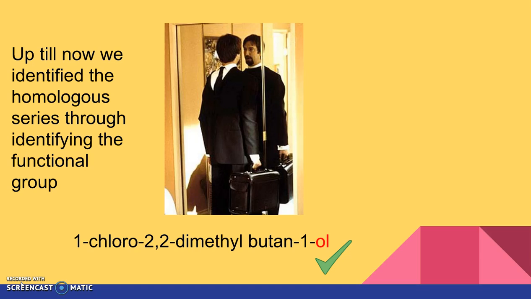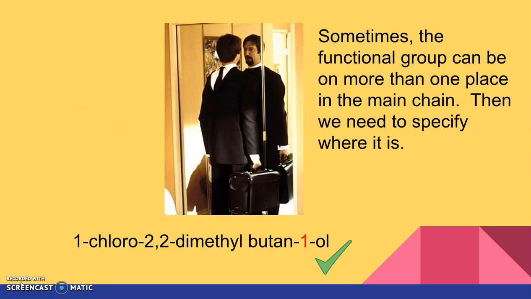Up till now, we identified the homologous series through identifying the functional group. Remember? We said we are going to handle the problem of naming the organic compounds by tackling it from the back. So the first part that we sorted out in a long name such as the one that is given over here is exactly how this name ends. Now we're going to look at the next part.